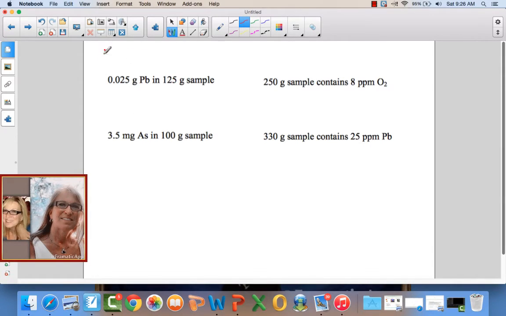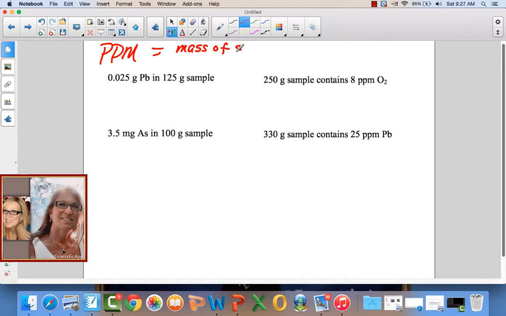Now we're going to do parts per million. Parts per million is a concentration formula that measures very small amounts of solute. So this is the mass of the solute over the mass of the solution times a million, which is 10 to the 6.